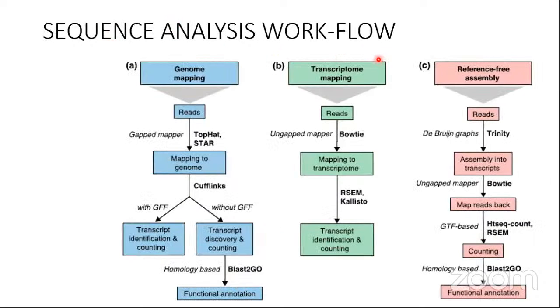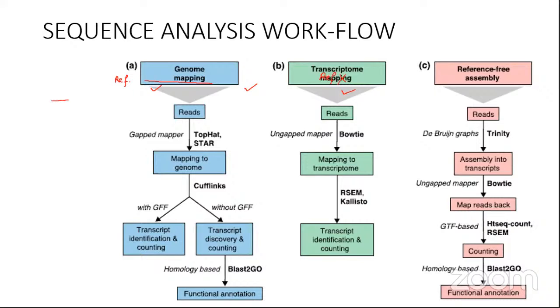So there is a common general workflow for the data we get, irrespective of whatever kind of data it is. First is the genome mapping, then transcriptome mapping or the reference-free assembly. The first goes when we have the reference available. The other is when we do not have the reference. Reference is not there. So what does this mean?